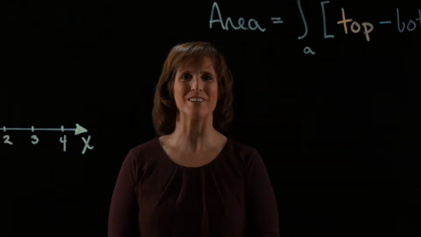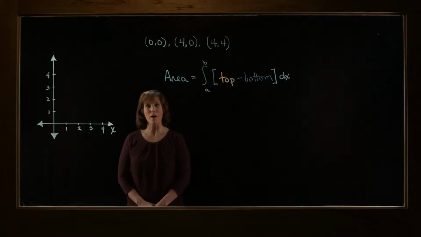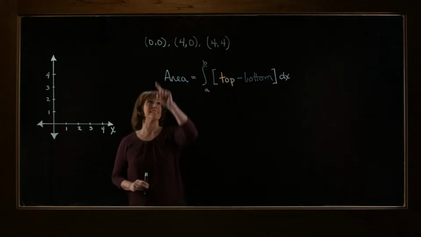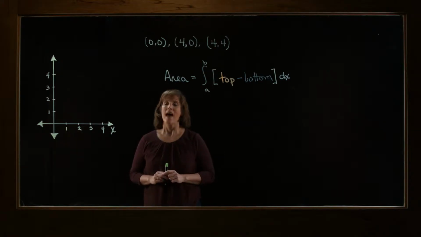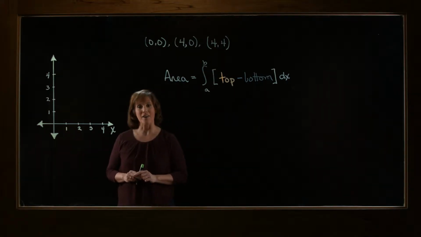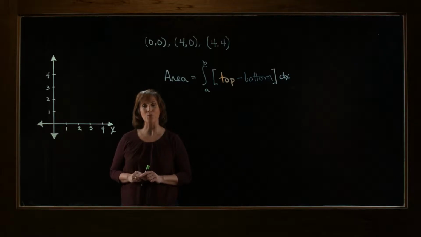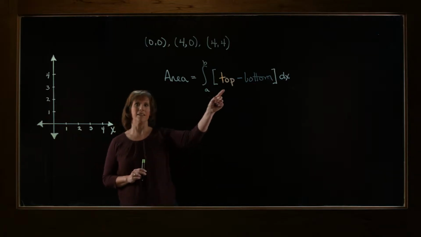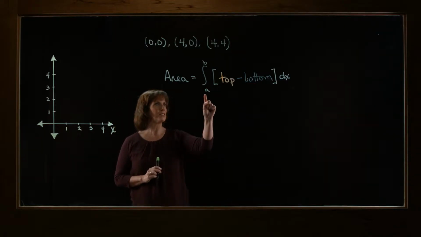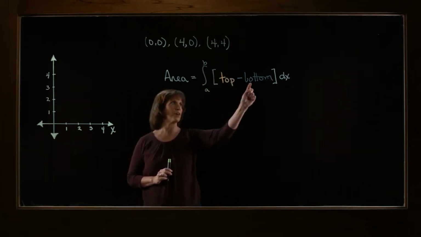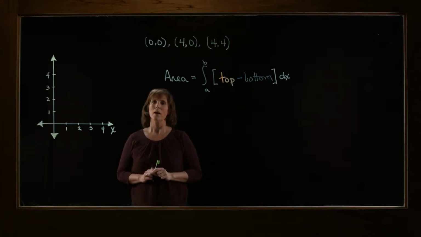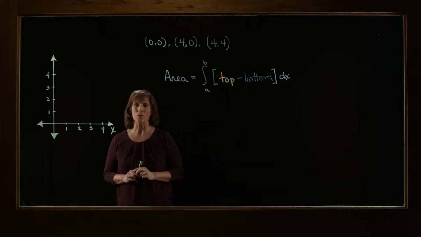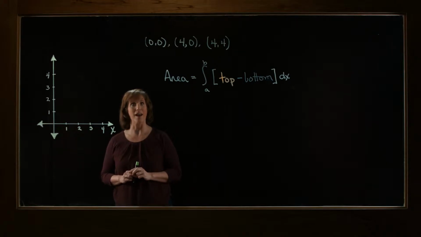Hi, I'm Cheryl Leach. In this problem, we're given three vertices of a triangle, and we're asked to construct the triangle and then find the area of the region using definite integration. Well, I know how to find the area using a definite integral. I just integrate from a to b and I take the top function minus the bottom function. But to see what region I'm really dealing with, let's go ahead and construct this triangle.